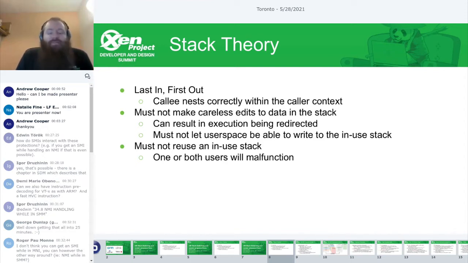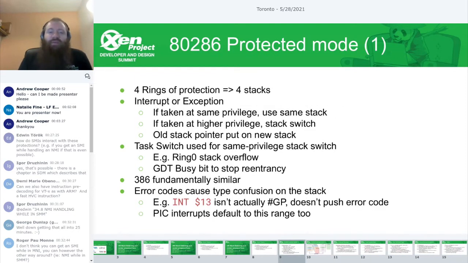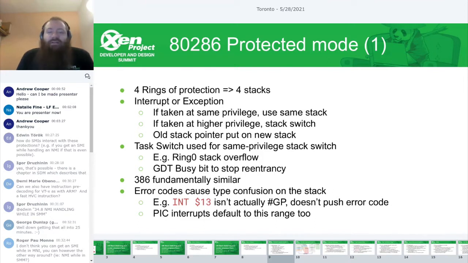The other thing that must not happen is you must not reuse an in-use stack, otherwise both of the users will end up malfunctioning, again, mostly because the return address gets corrupted. And with that in mind, to discuss x86, we have to go back in time a little bit to, I believe, 1982, when the 286 processor was introduced and introduced protected mode into the architecture. In the x86 architecture, this comes with 4 rings of protection, it has 4 stacks.